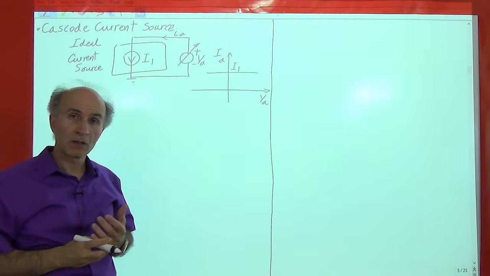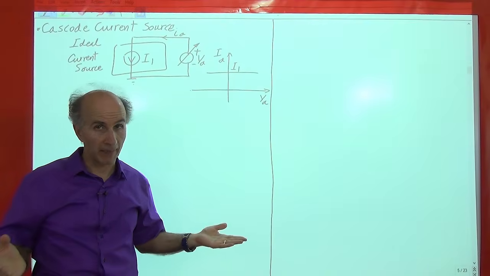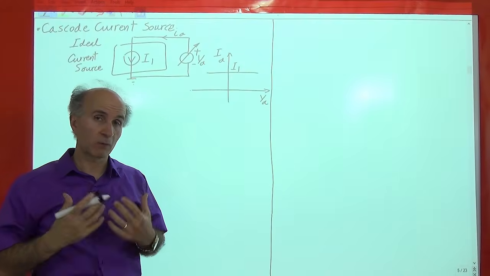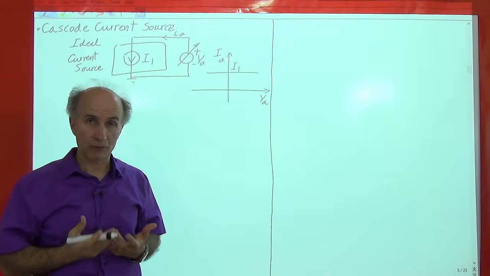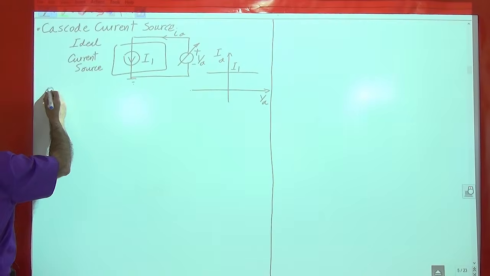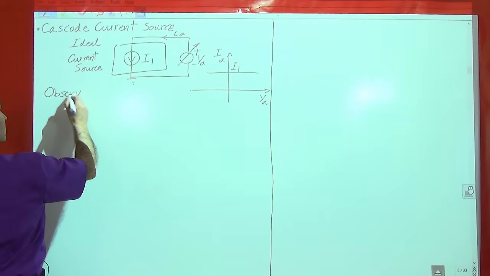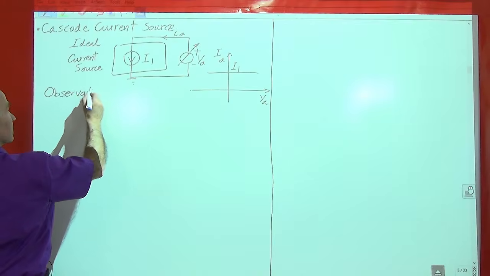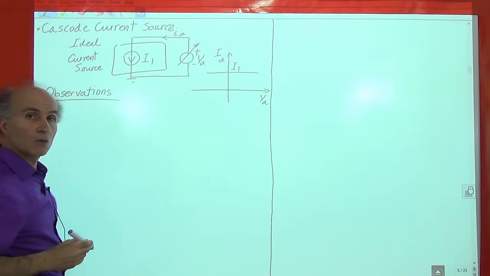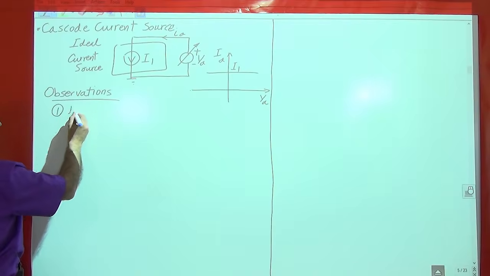All right, so now you go to a store and say, I would like to buy a current source, and they have no idea what you're talking about. So we have to build the current source out of devices that we already know. For example, out of transistors. So let's do that. And I'm going to start with some observations here. So let's build a current source.